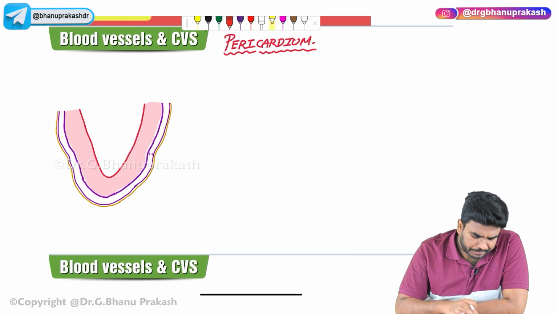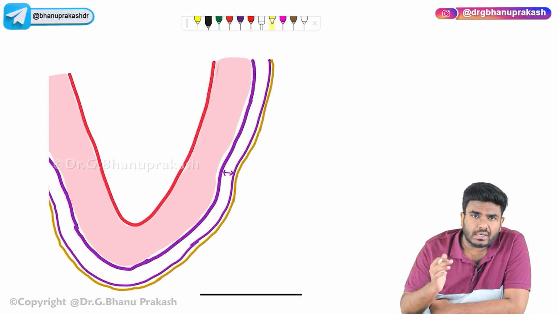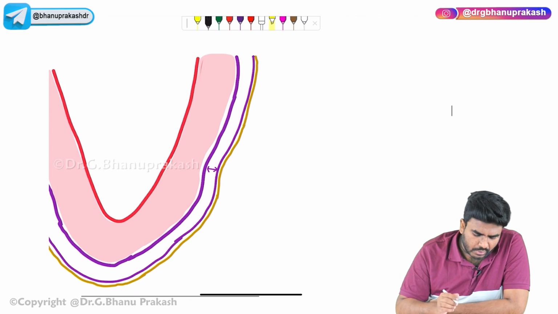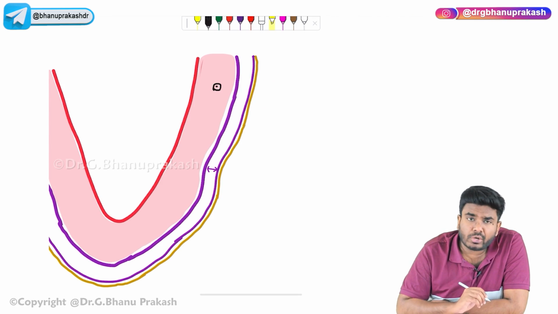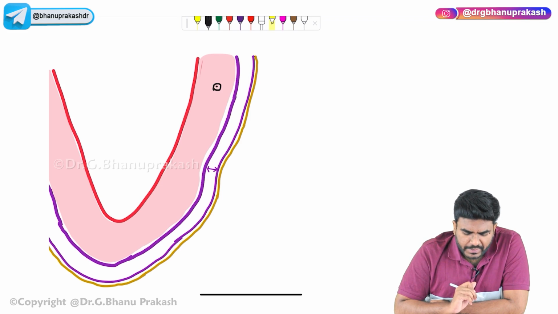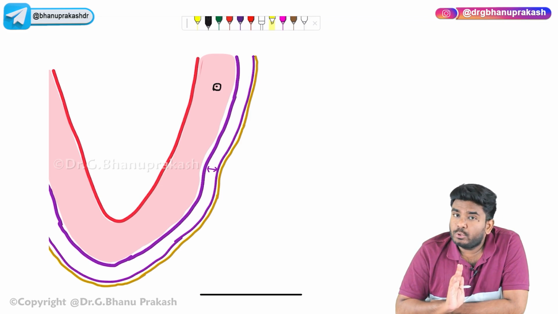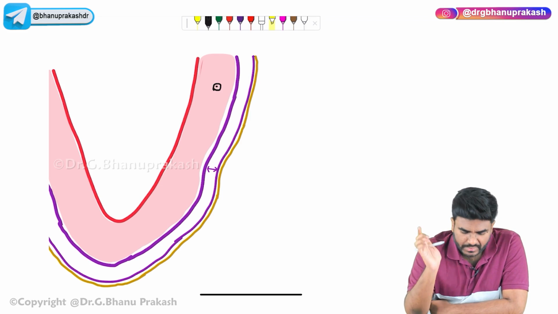Now if you look at this, the innermost layer which I am showing here in red color is the endocardium. After the endocardium, the middle layer which I am highlighting right now, with the black point, is the myocardium. But outer to the myocardium, what do we have? Pericardium. This pericardium mainly has 2 layers, the serous layer and the fibrous layer.